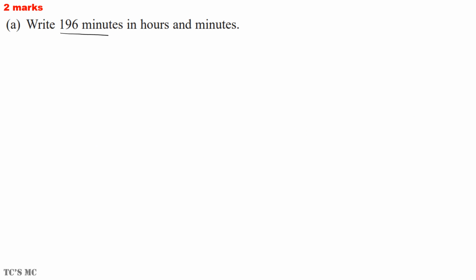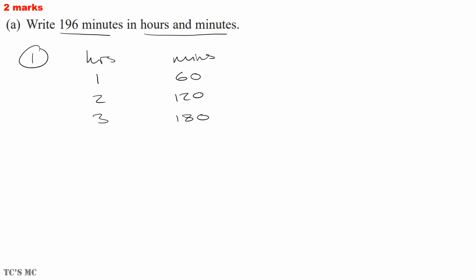Write 196 minutes in hours and minutes. Step 1, we need to work out the number of hours. We have hours and we have minutes. 1 hour is equal to 60 minutes. 2 hours is equal to 120 minutes. 3 hours is equal to 180 minutes. Any more hours and we would go beyond 196 minutes. That means the number of hours must be 3 hours. Now we have 1 mark.